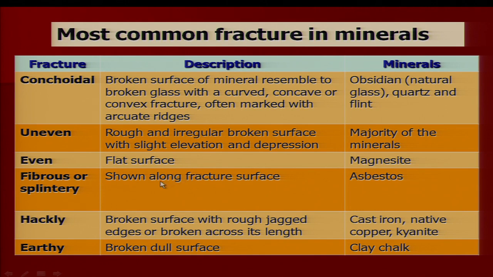Now, another category of fracture is fibrous or splintery. Fibrous fracture shows a fiber along the fracture surfaces. The example is asbestos. When you break the surface, you may find the fractured surface is very similar to a thread-like surface. So, we call it fibrous fracture.